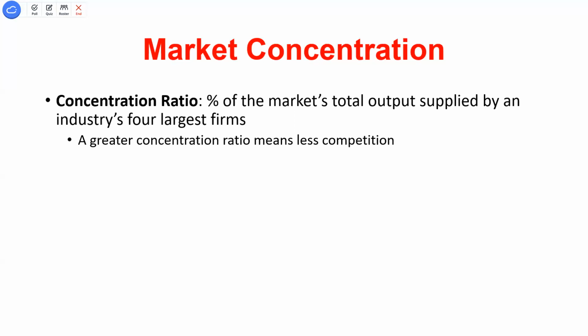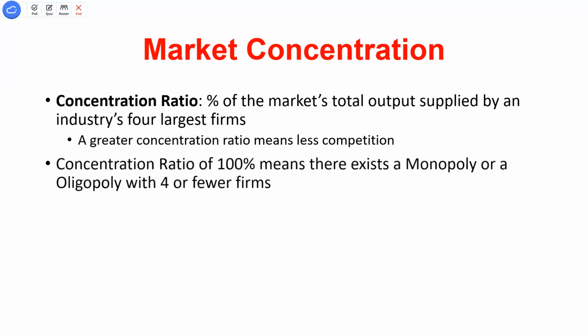If we had a concentration ratio of 100%, that gives you multiple examples. We can't tell if it's a monopoly or a duopoly if I just saw that four firm concentration ratio. But what I know is that four or fewer firms produce all of the output, or make up total output.